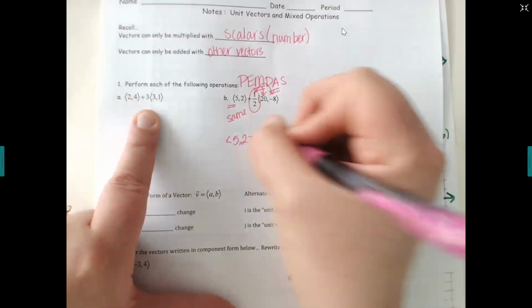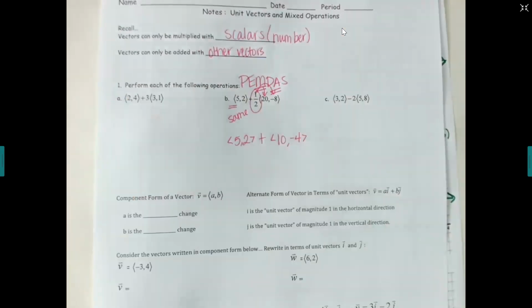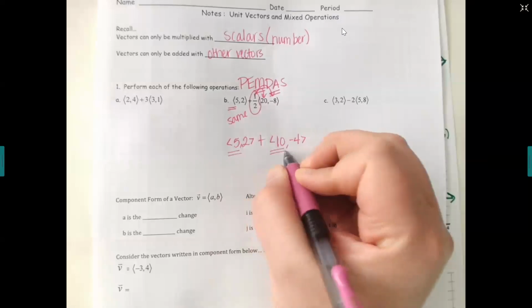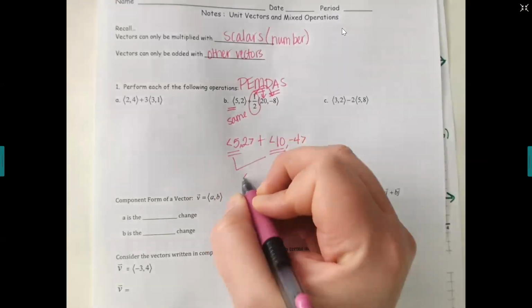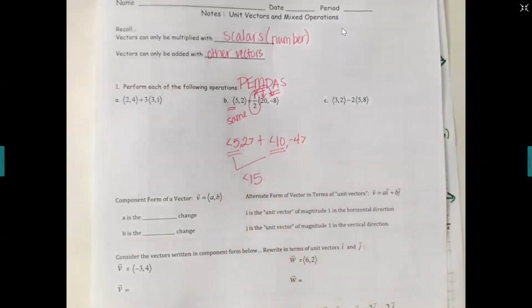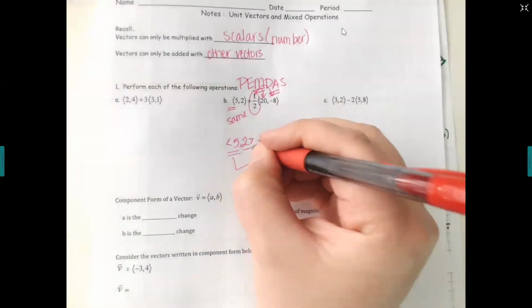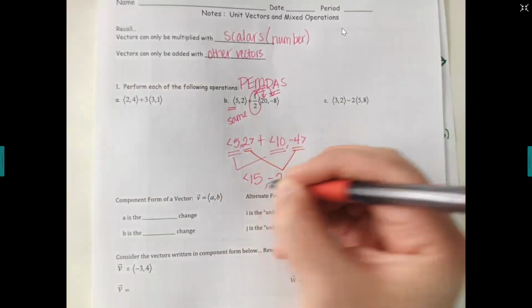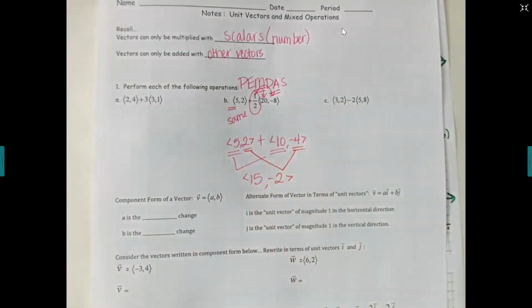And then from there, we're going to add. How do I add vectors? X to X, Y to Y, very good. So if I have a 5 and a 10, how many altogether? 15. And then if I do my 2 and my -4, how many is that? -2, very good. Okay, let's take a look at letter C when you're ready.